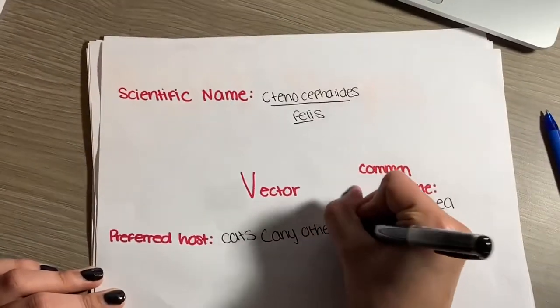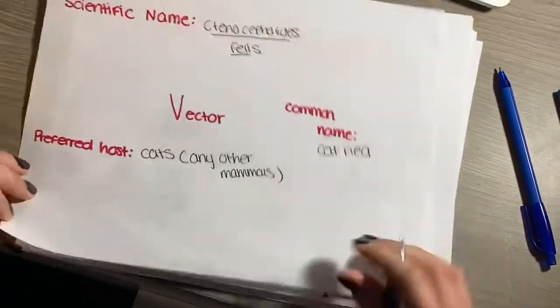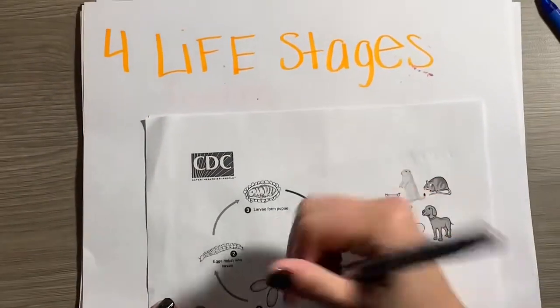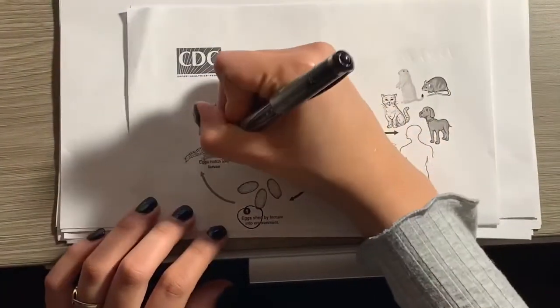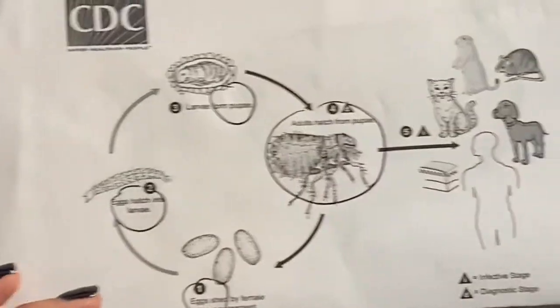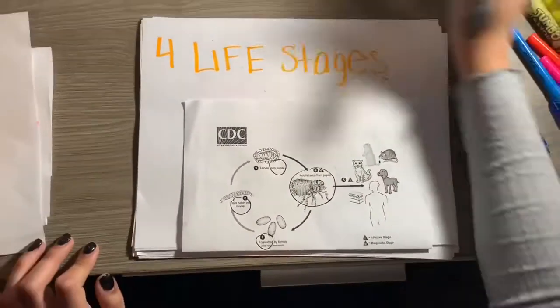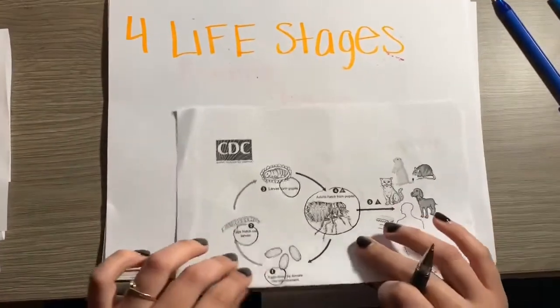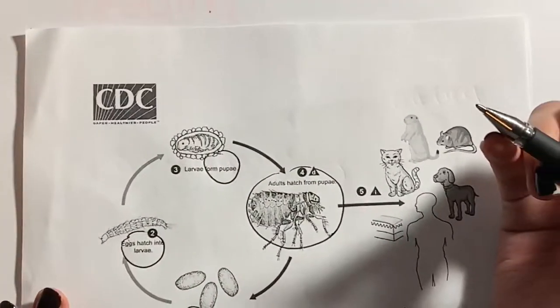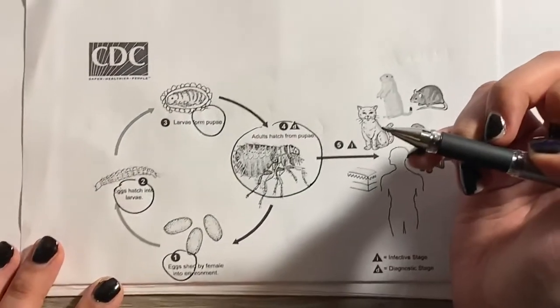Now, the life cycle of this cat flea has 4 stages, including the egg, larvae, pupae, and of course, the adult flea. The life cycle starts when an adult female flea lays eggs on the host. Typically, when the host moves or shakes out its fur, the eggs will fall off the host. You'll see a large collection of eggs where the host likes to lay down and rest.